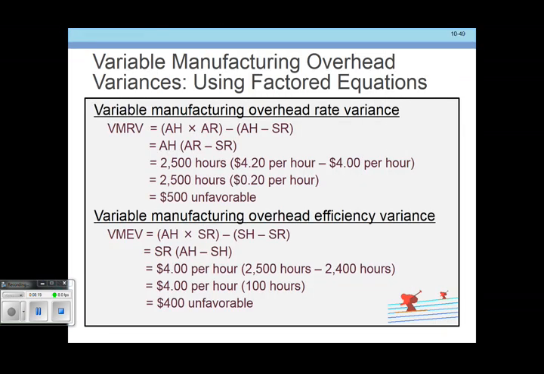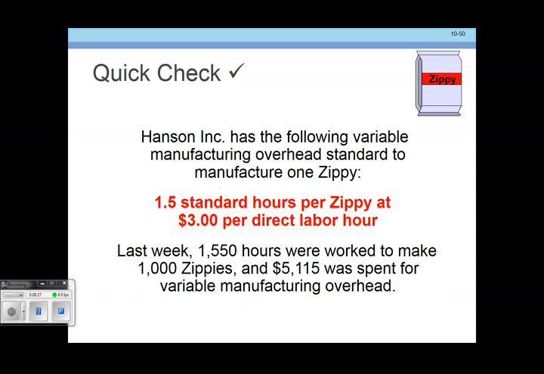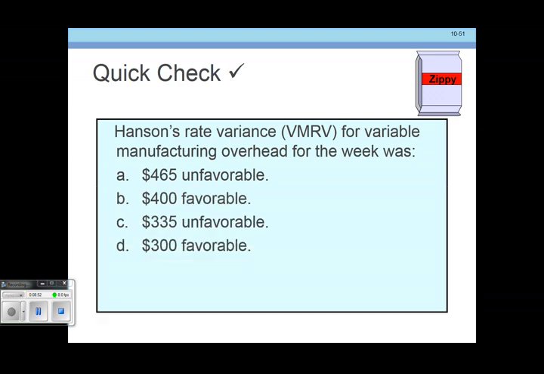And here it is using the formulas once again. And if you want to do that, that's perfectly acceptable. So notice what we have here, just another quick check. It uses 1.5 standard hours at $3 per direct labor hour. They produced 1,000 zippies, so they should have used only 1,500 hours. So we know they used more hours than they should have. 5,115 was spent. I'd have to take that 5,115 divided by the 1,550 to find out the rate per hour.